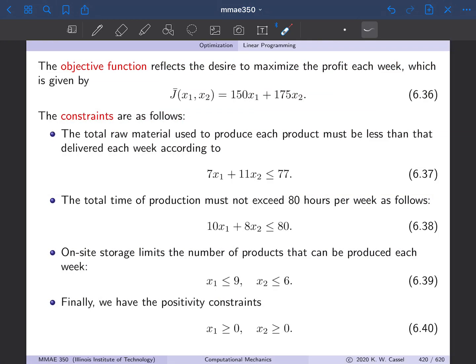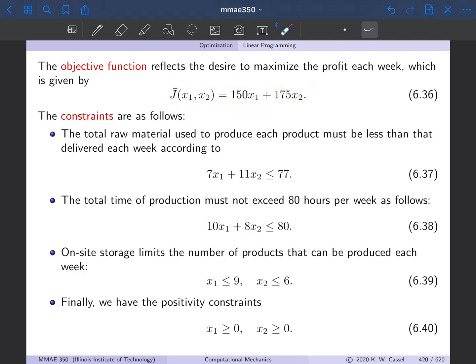So the objective function, I'm going to call it J bar. And the reason for that is because we're maximizing profit. So we're going to pose it first as a maximization problem and then convert it to a minimization problem in terms of J. So I'm going to call this J bar. And that's 150 times x1 plus 175 times x2. However many of product A we make, multiply that by 150. However many of product B we make, we multiply that by 175. And we want to maximize the profit, so maximize J bar.